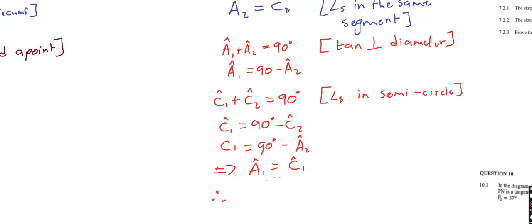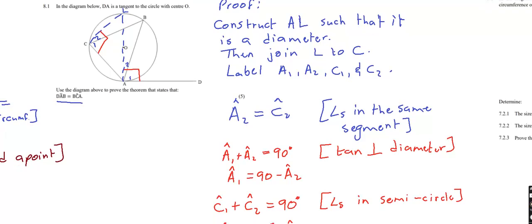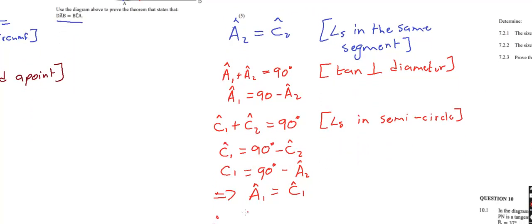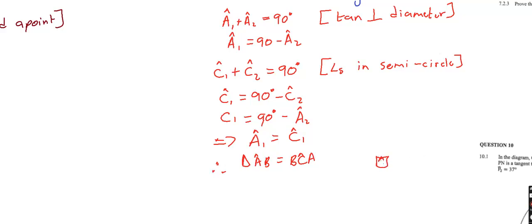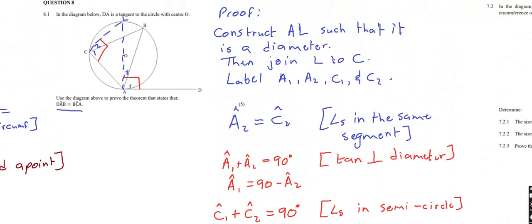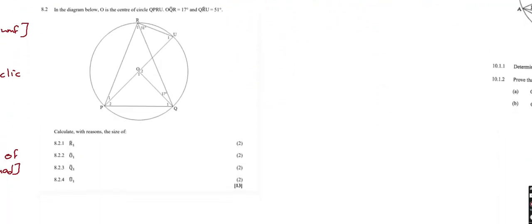And you can make the conclusion that they wanted us to prove: DAB is equal to BCA. And we have now proven the theorem. Okay. We move along to 8.2.